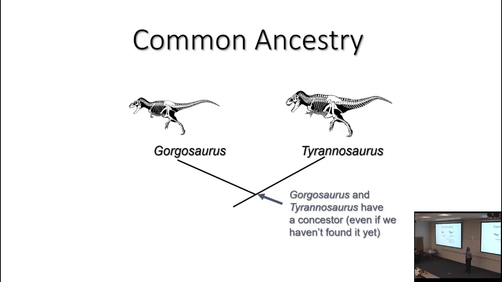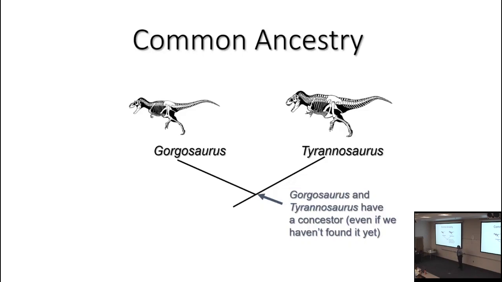So, again, the trivial statement that any two taxa, so let's do some dinosaurs in this dinosaur class, any two taxa have a concestor, even if we haven't found it yet. So, Gorgosaurus and Tyrannosaurus would have had some concestor, unless one of these were miraculously created independently of all other life.